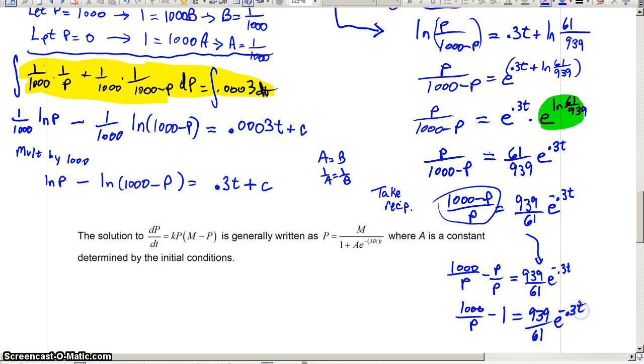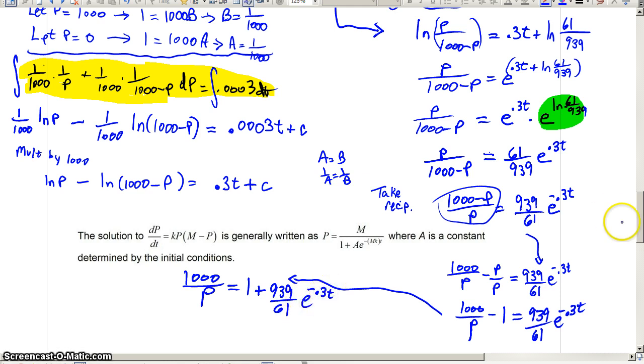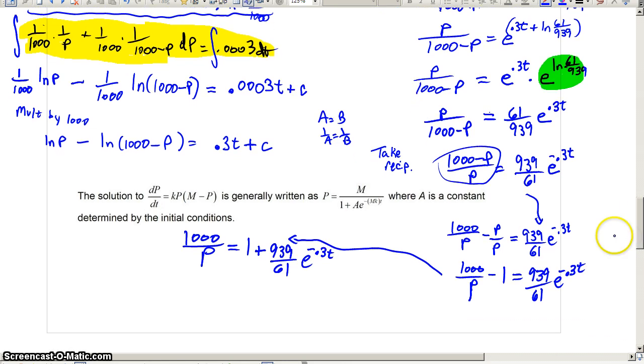Tell you what, I'm going to add a 1 to both sides. So just continuing over here, we'll say 1,000 over P equals 1 plus 939 all over 61 e to the negative 0.3t. Well, you might notice that we don't quite have P alone, do we? Let's take a reciprocal again. So we get P over 1,000. This time, I'm just going to write 1 over 1 plus 939 over 61 e to the negative 0.3t.